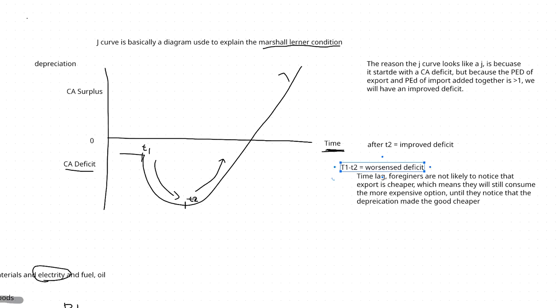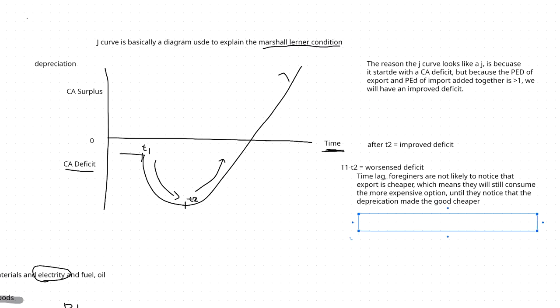What about the producers? Between T1 and T2, what producers are doing is that they're buying imports. Maybe producers have signed a contract with import partners.